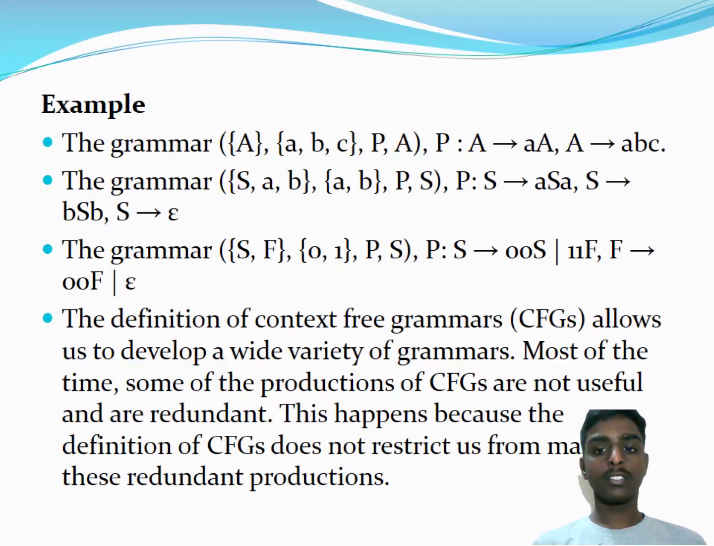Example: the grammar with P equals A tends to A. These are the three examples. The definition of context-free grammars allows us to develop a wide range of grammars. Most of the time, some of the productions of CFGs are not useful and are redundant. This happens because the definition of CFG does not restrict us from having these redundant productions.